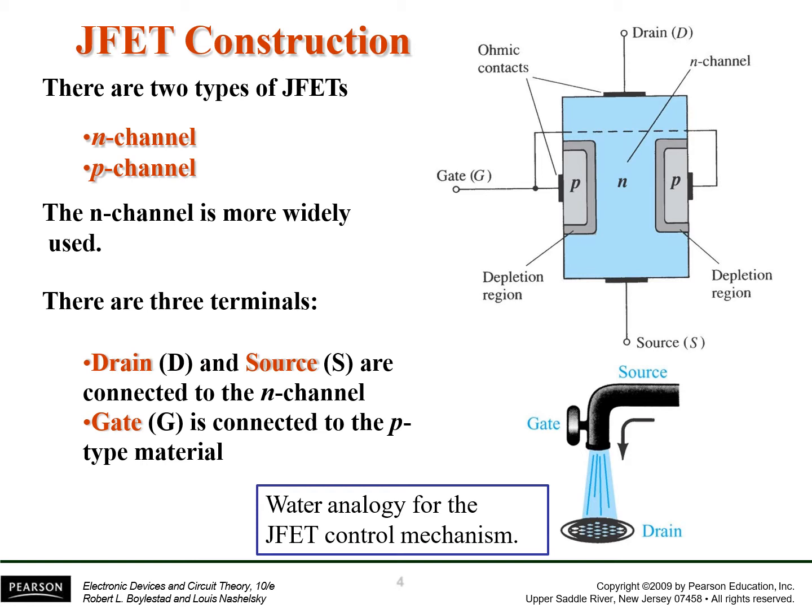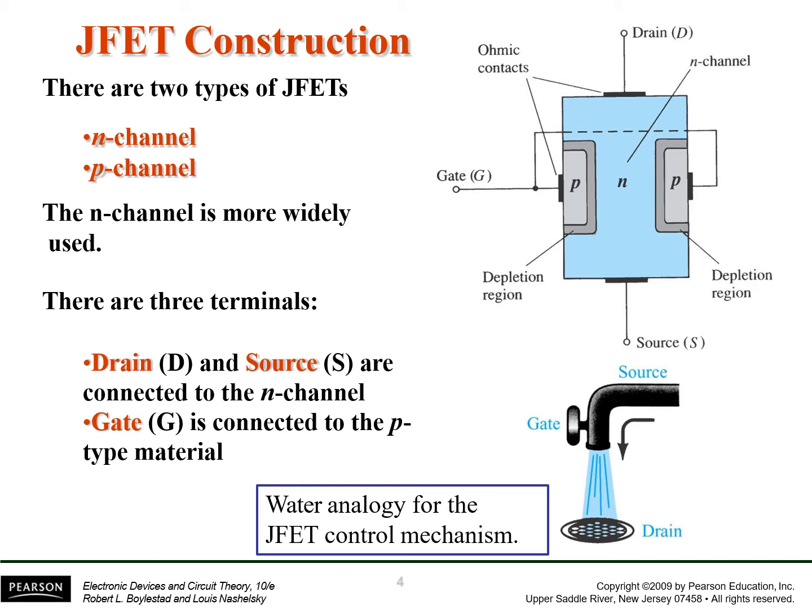Now the JFET construction is as follows. We have an N-type material, and on two ends of that material we put ohmic contacts, or the metallic contacts, which make a drain and a source terminal. And we have P-type material on two sides of that N material, and both of these materials are connected through ohmic contacts and connected together, and they form a gate.